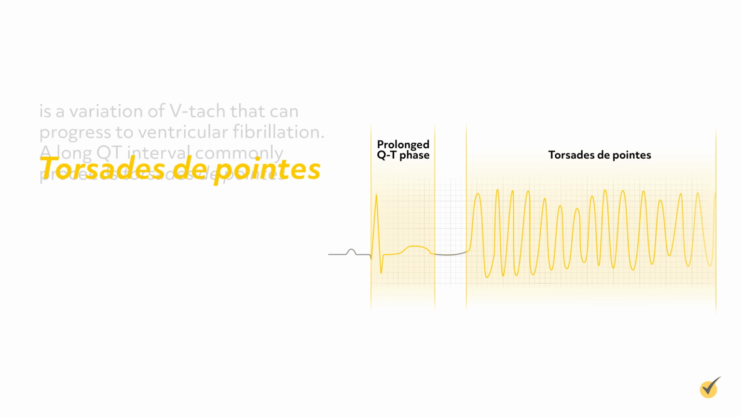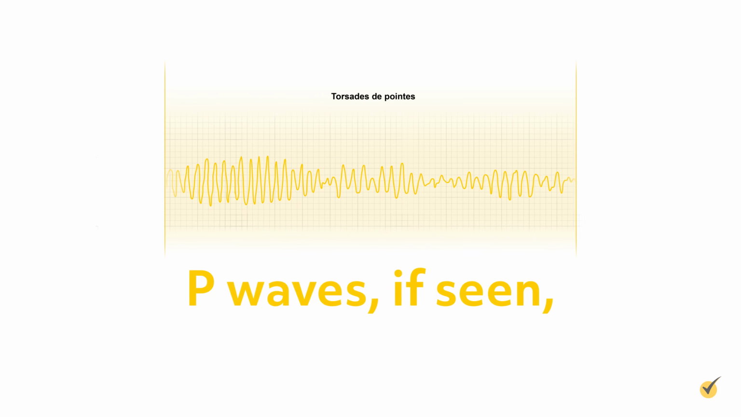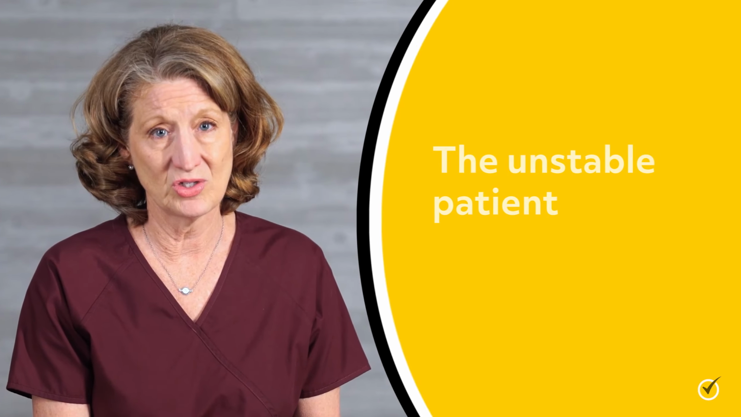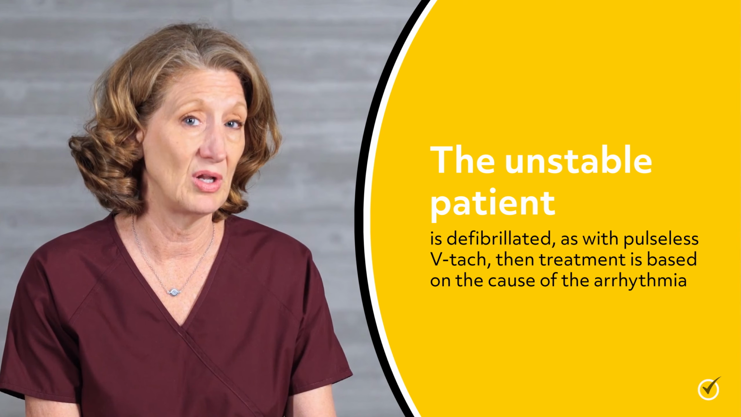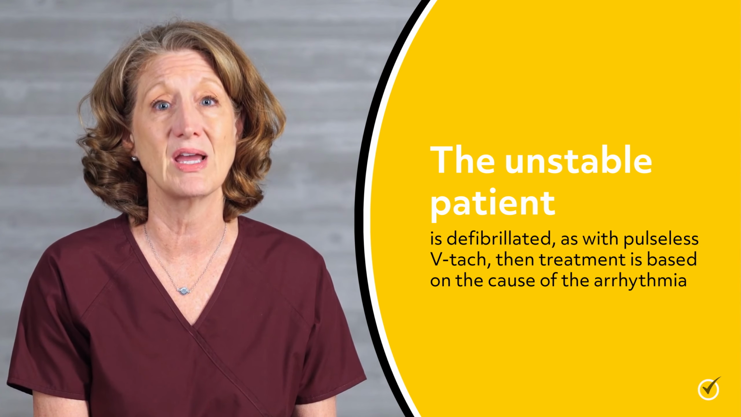Torsade de pointes is a variation of VTAC that can progress to ventricular fibrillation. A long QT interval commonly precedes torsade de pointes. P waves, if seen, are not associated with QRS complexes. The QRS complexes are wide and bizarre, twisting along the baseline and varying in size and direction. The unstable patient is defibrillated, as with pulseless VTAC. Then treatment is based on the cause of the arrhythmia.